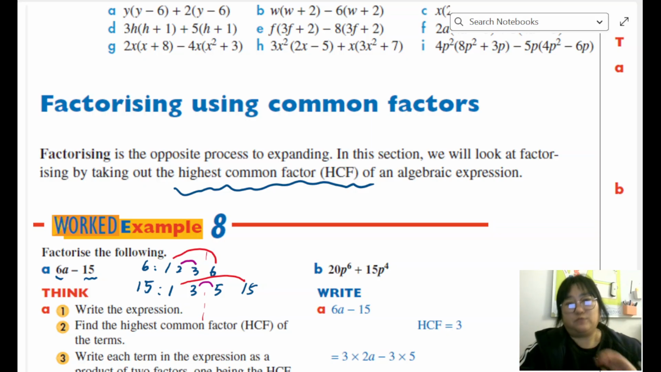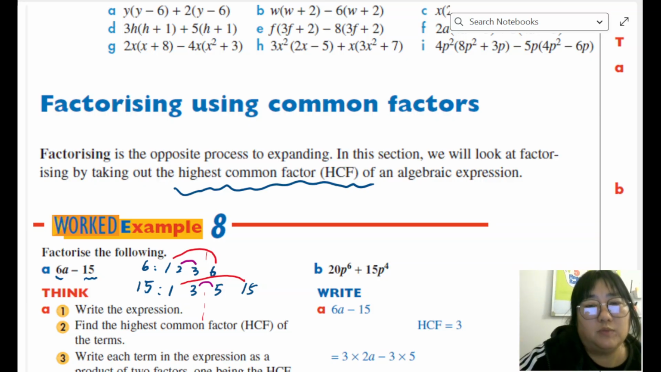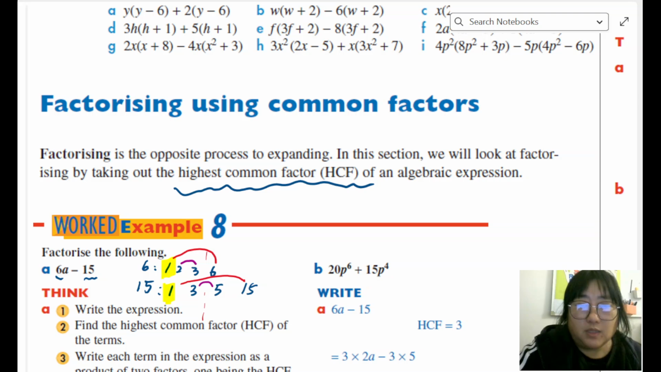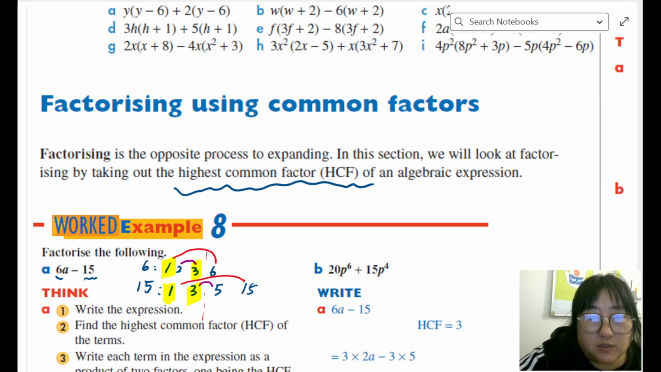So now we can find it. What are the common factors between 6 and 15? Common factor 1, definitely, because they all have the factor 1. That's why it's called a common factor. We can also find another common factor, 3 and 3. But we need to find the highest common factor, so we only pick 3. So for 6a take away 15, we take 3 as our common factor.